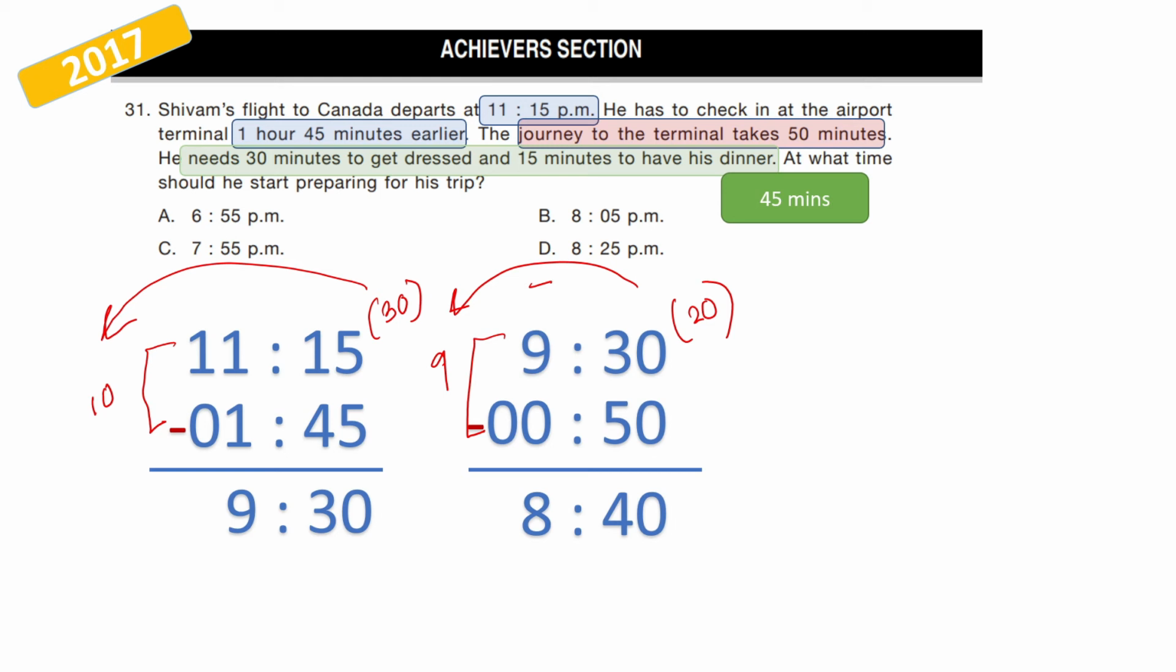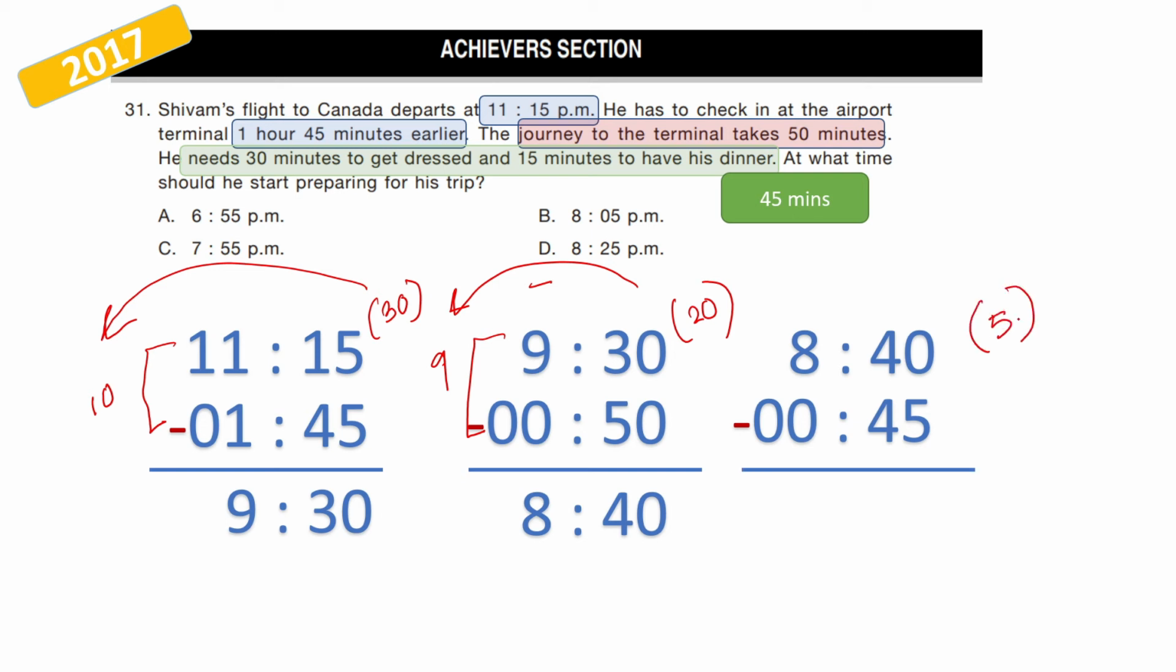So 45 minutes before 8:40 would be 8:40 minus 45 minutes. Again the same subtraction, 40 minus 45 is 5 minutes, and the hour here is 8. So we will reduce this 5 minutes from 8, which is 7:55. So the time at which he should start preparing is 7:55 p.m. I hope you understood this way of subtracting. There are different ways of subtracting time. You can think of the clock and subtract as it feels comfortable to you.